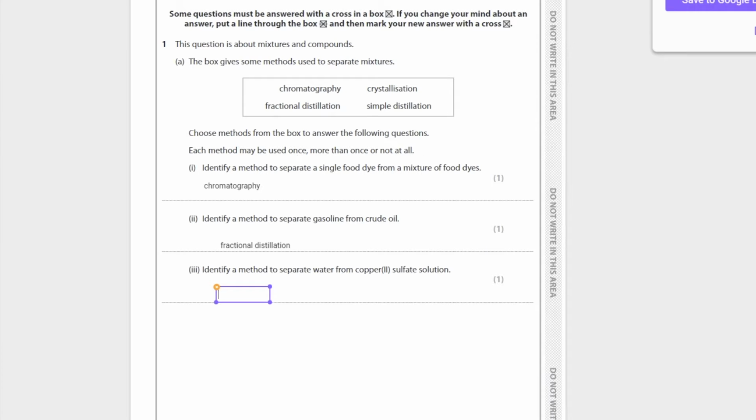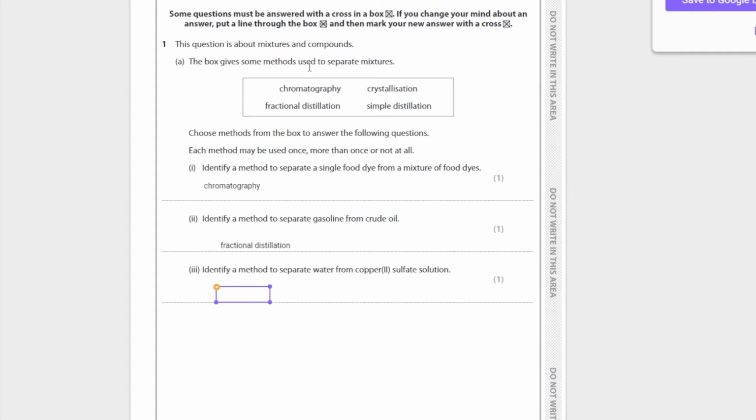Okay. Identify a method to separate water from copper 2 sulfate solution. Now, we can see each method must be used once, more than once, or not at all. So it could be any of them, but it's very easy to rule out what it can be. I mean, it can't be chromatography because we're not dealing with dyes, or a mixture of dyes or a certain paper.